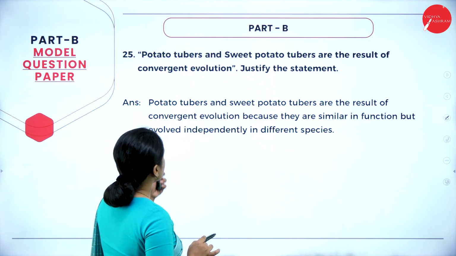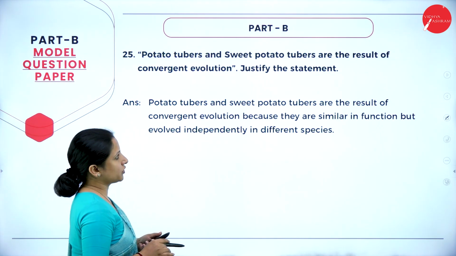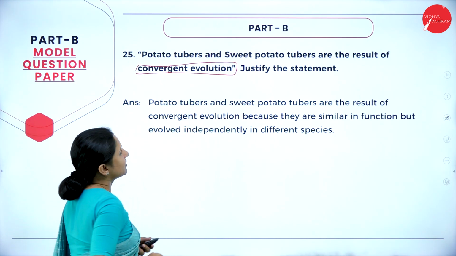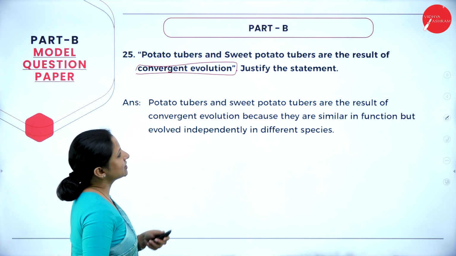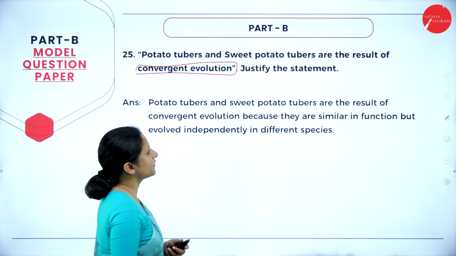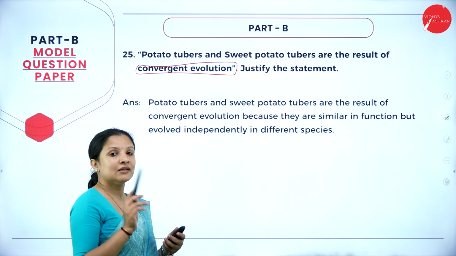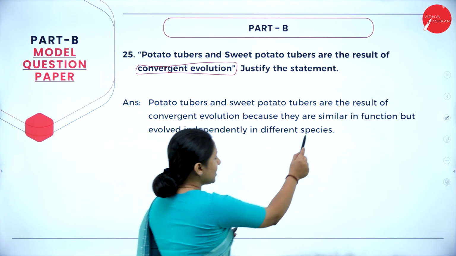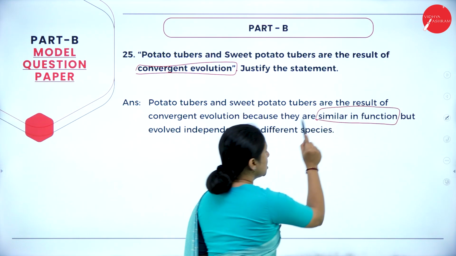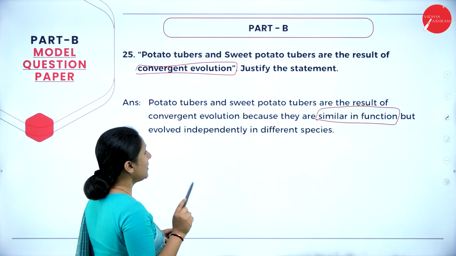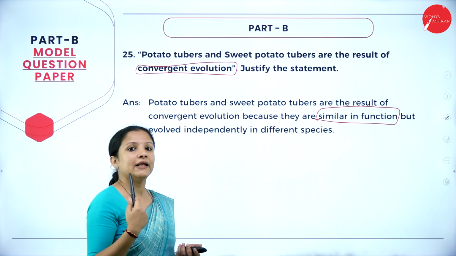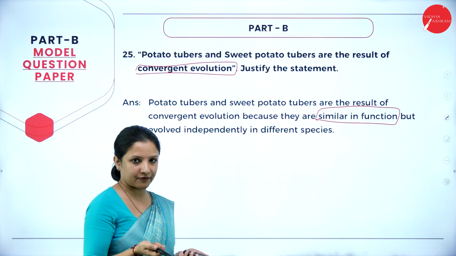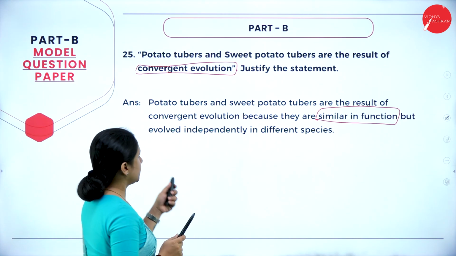So moving further, potato tubers and sweet potato tubers are the result of convergent evolution. Justify the statement. Potato tubers and sweet potato tubers are a result of convergent evolution because they are analogous organs, where they are similar in function. What is their function? To store food. And they have evolved independently from different species, and they also look different. Their origin is different. So this is the answer that you need to write.